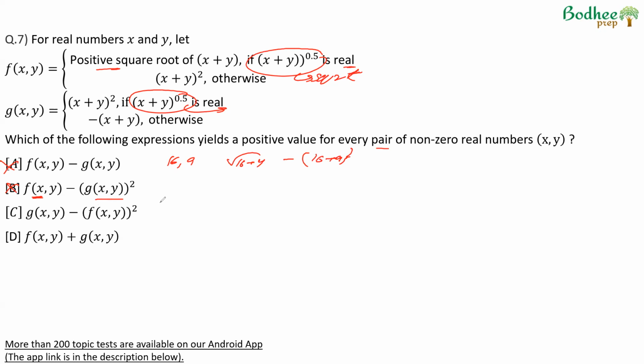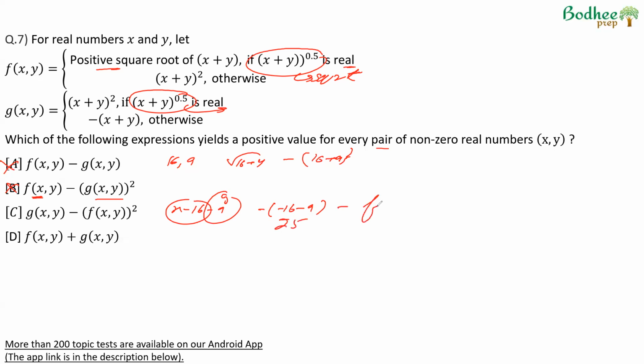If you look at this case, we would want to maximize f(x) plus g(y). If we take a negative value, say x is minus 16 and y is minus 9, in this case the root will not be real, and therefore g(x,y) plus g(x,y) will return us minus of minus 16 minus 9, which will be 25.